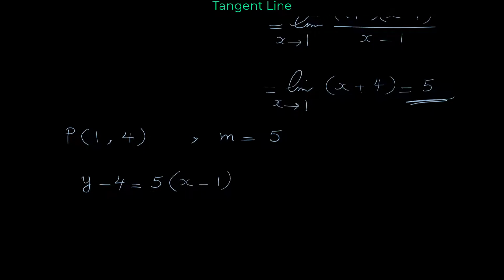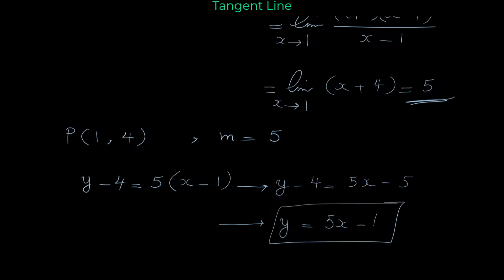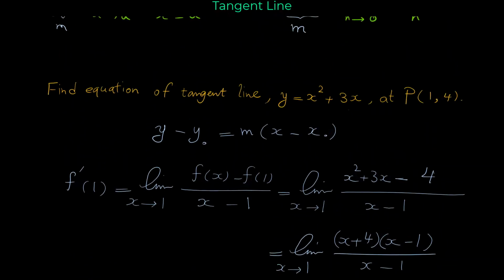And of course you can simplify this. For example, you can multiply 5 in the bracket, move the negative 4 from the left to the other side. Those things are optional. Basically, this is the equation of tangent line. Let me show you how you can do that. y minus 4 equals 5x minus 5. And if we move negative 4 to the other side, this would be 5x minus 5 plus 4, which is 5x minus 1. And this is the equation of the tangent line to this function at this given point.